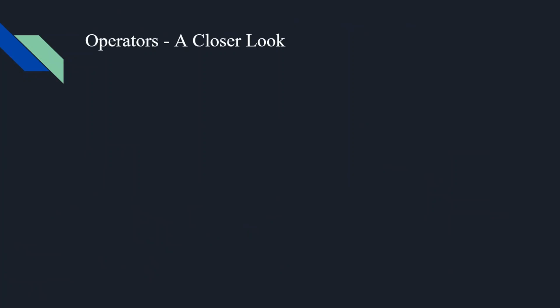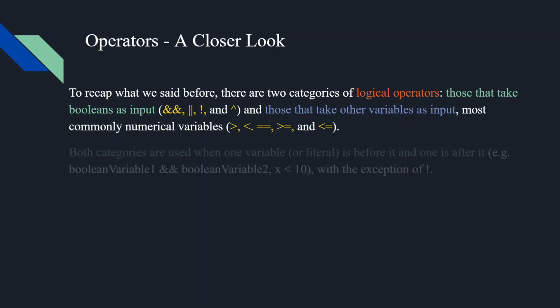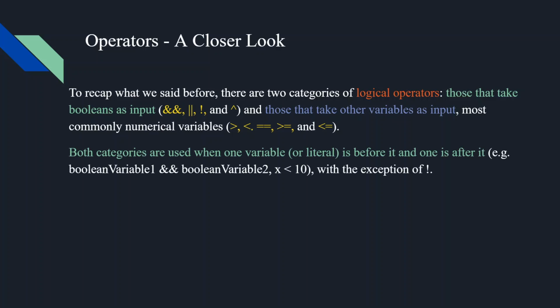Now let's take a closer look at operators. There are two types of logical operators, those that take booleans as input and those that take other variables as input. Both categories can be used in between two comparable variables of certain types. For example, to use and you'd write the first boolean variable, then the operator, then the second boolean variable. These operators are very clear given their names, but let's go over each one.